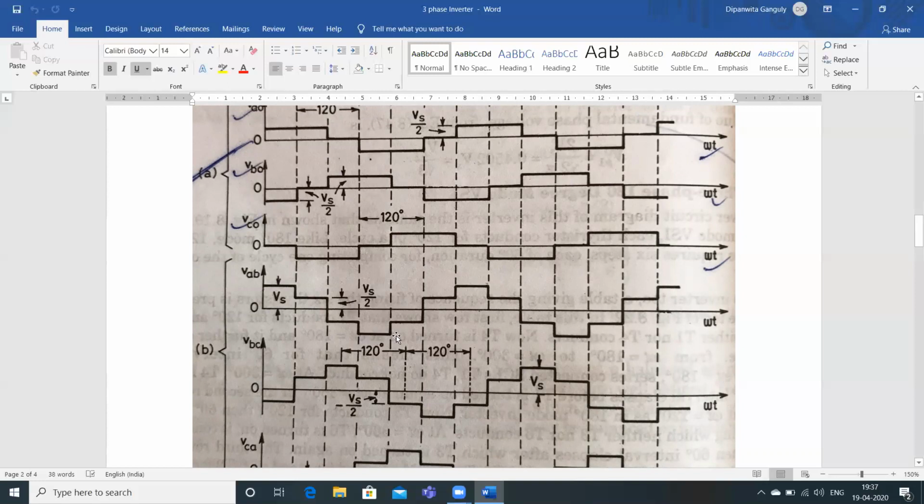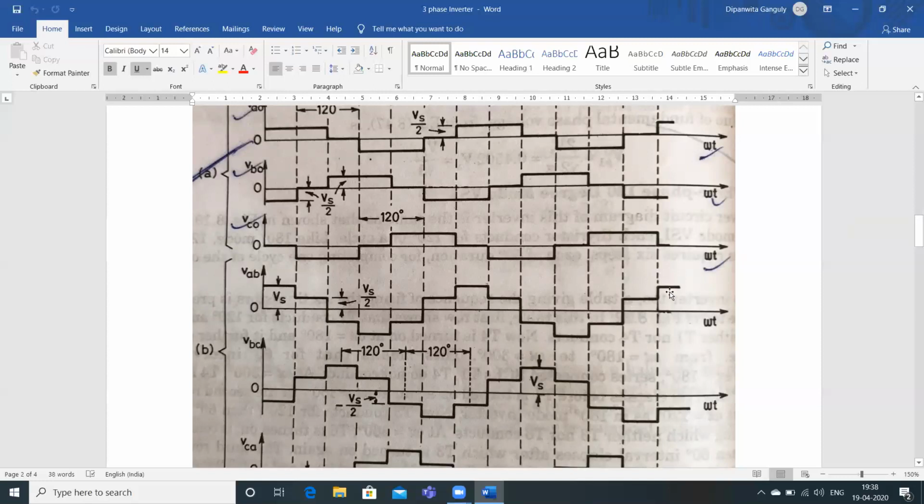we will get minus Vs. And here this is minus Vs by 2 and this is 0, so we will get minus Vs by 2. And for this, VAO is equal to 0 and VBO is equal to minus Vs by 2. So 0 minus minus Vs by 2, then we will get plus Vs by 2. This way this process will continue and we will get the graph like this.